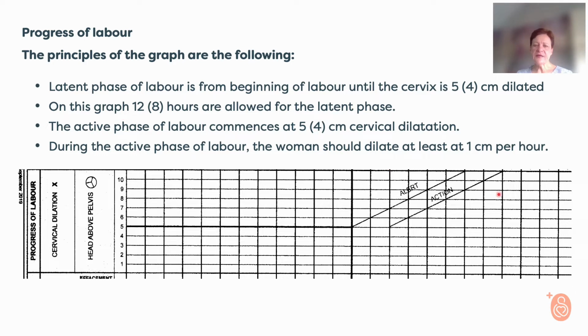Then the active phase of labour, which is on this part of the graph, commences at 5 centimeters dilatation, or in the old language 4 centimeters dilatation, and the woman in the active phase of labour should dilate 1 centimeter per hour.